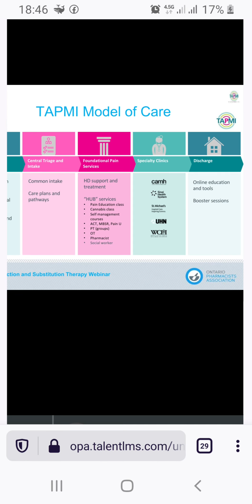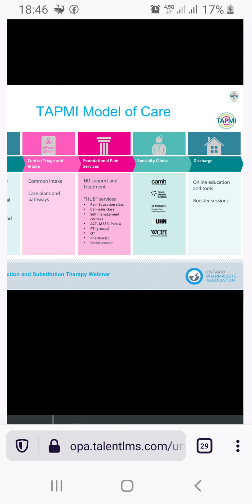So we're trying to develop standardized care plans and care pathways for common pain conditions once they enter TAPMI. So at least all the partners that we discussed earlier are practicing in a standardized manner and evidence-based manner with regards to different pain conditions.